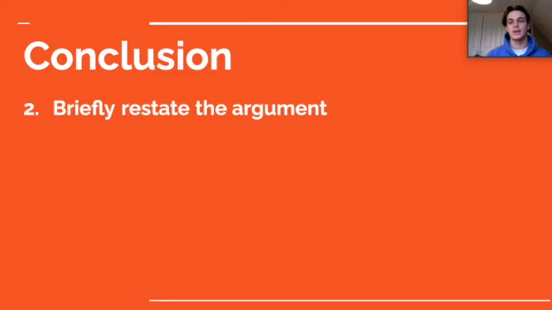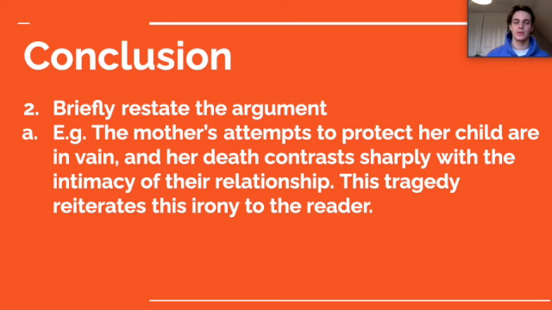Now the second part is where we briefly restate the argument. For example, the mother's attempts to protect her child are in vain, and her death contrasts sharply with the intimacy of their relationship. This tragedy reiterates this irony to the reader. Okay, so here we're talking about what actually happens. We're not talking about the formal and stylistic and literary techniques that contribute to the meaning. We're saying, okay, how does the actual plot convey this as well, right? So the fact that the daughter dies obviously really conveys this irony and this idea that oppression can get you no matter where you hide.